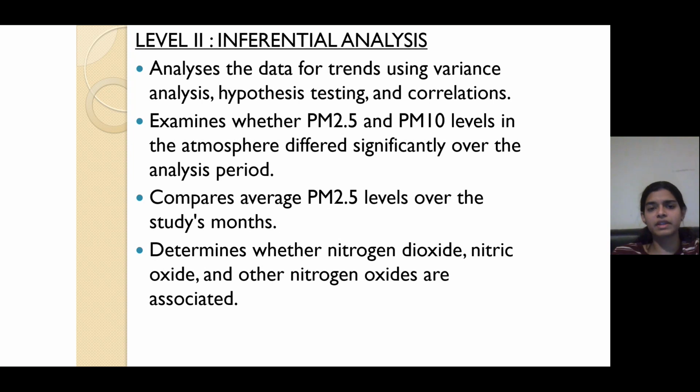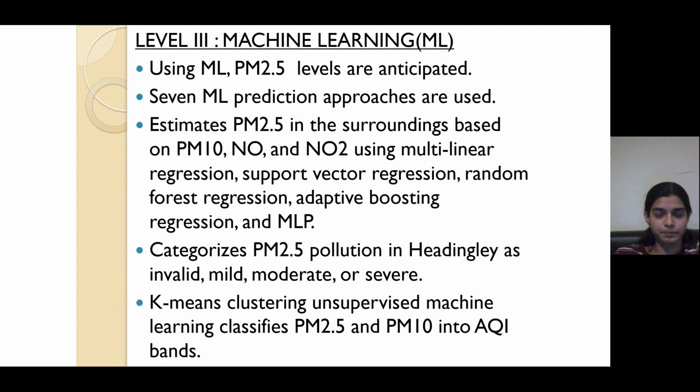In inferential statistics, we are doing hypothesis tests, a one-way ANOVA test, and a two-sample t-test, and we compare the averages of PM2.5 levels over the study months, as well as compare PM2.5 and PM1.0 particulate matter levels in the atmosphere and how significantly different they are from each other. We also check the correlation between each of the pollutants.